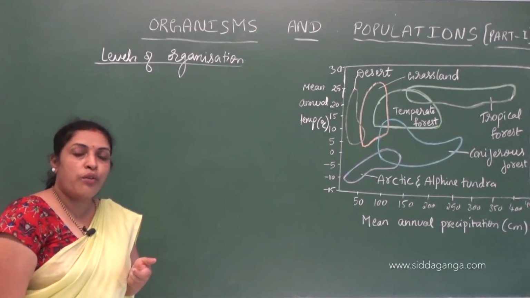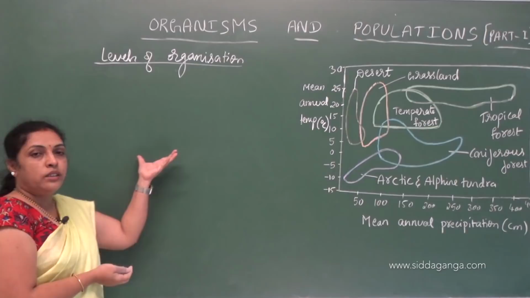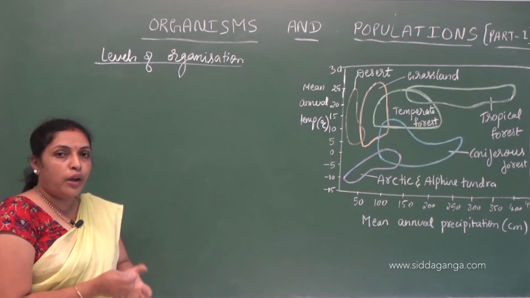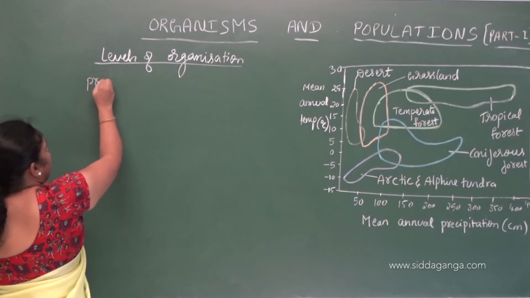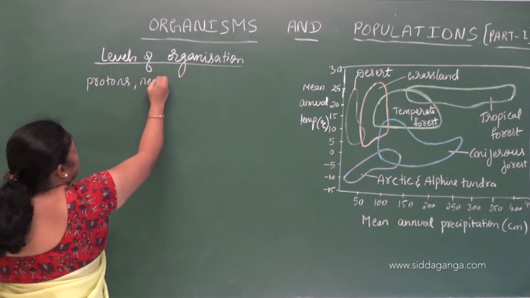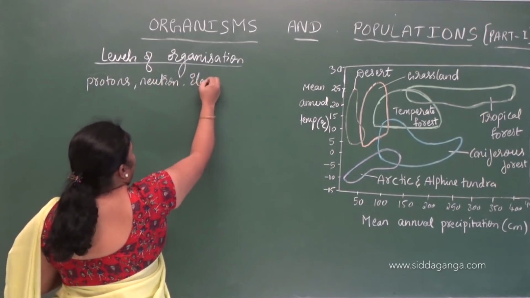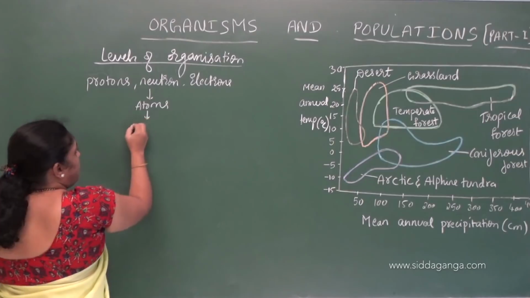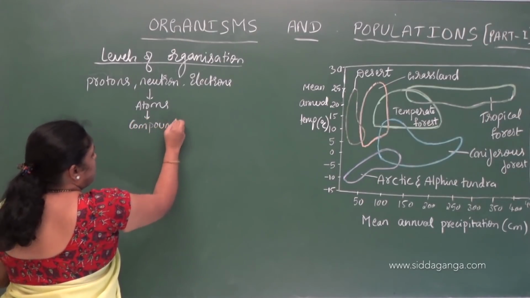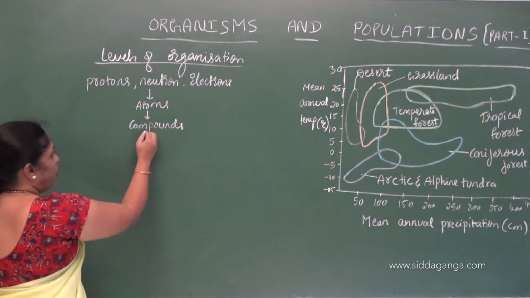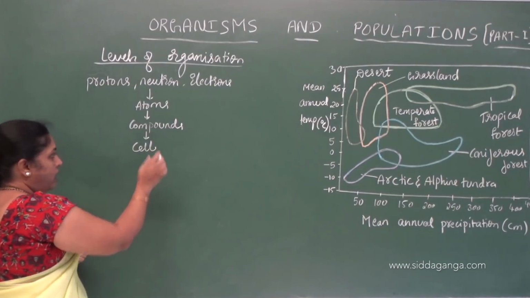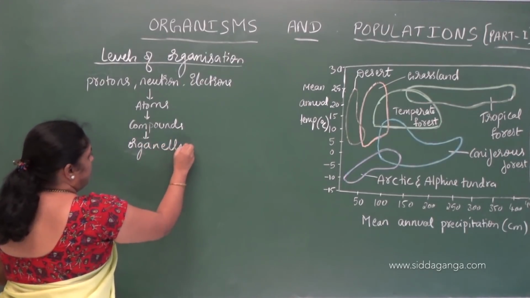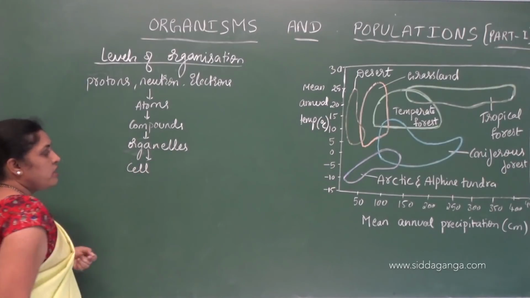So we have three levels of organization, that is classified into physical hierarchy, biological hierarchy and ecological hierarchy. So in this, protons, neutrons and electrons give rise to atoms. Then atoms give rise to compounds. Compounds give rise to organelles.